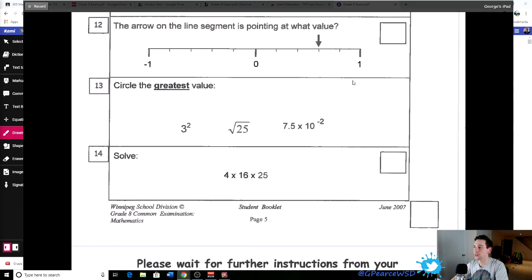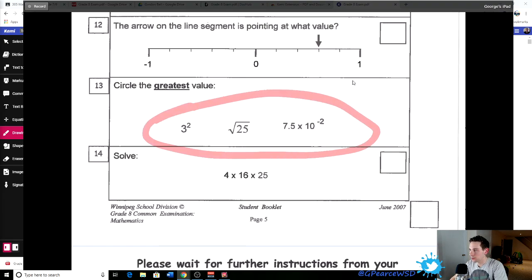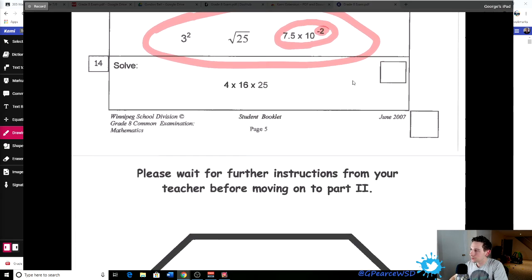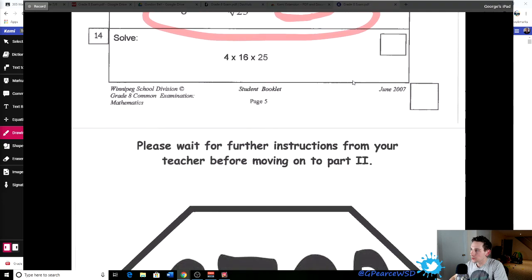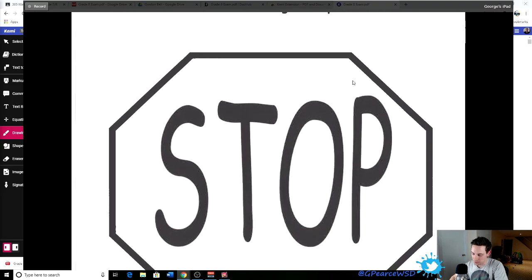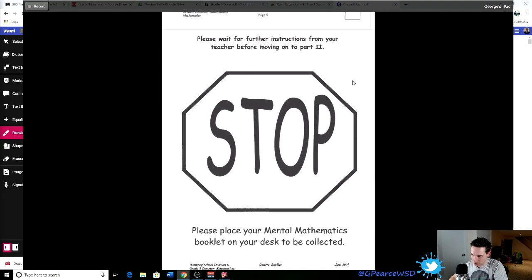Circle the greatest value. So for this one, you have to understand the exponents and square roots, and square roots are something I think we haven't really focused on too much this year. And also, this is interesting. We were just talking about negative exponents the other day. So what would that mean, right? 4 times 16 is 25. How simple is that? All right, so we get to the first section here.